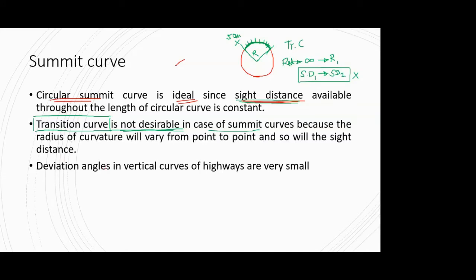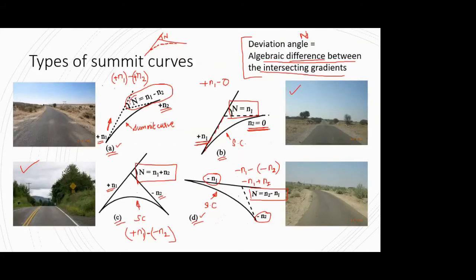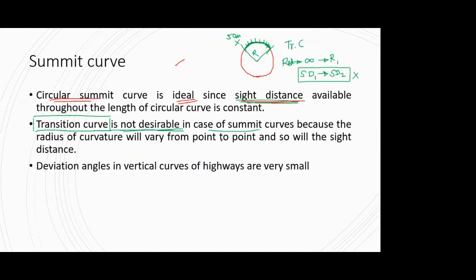And then if you consider the deviation angle, the capital N values we have seen, if you go on site and actually measure it, in the case of highways, the deviation angle of vertical curves is very small. Now, how small? It is so small that if you consider a simple parabola and a circular arc, both will be almost congruent to each other. So you can't really say which one is a parabola and which one is a circular arc when the deviation angle is very small.